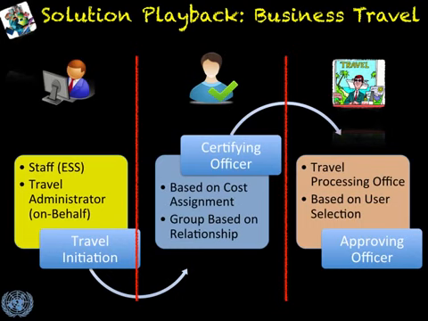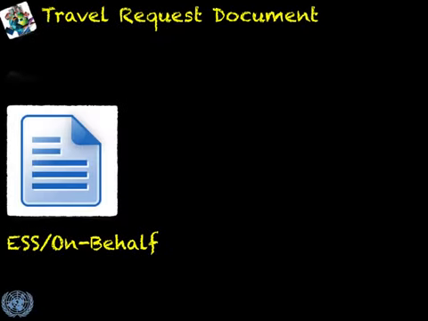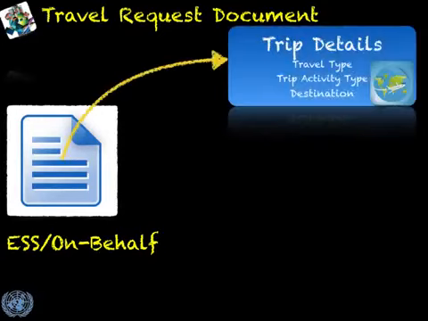Let's see how this whole thing works behind the scenes. The travel request document, which is created by ESS or on behalf, has three distinct parts. The first part is the trip details, which tells you the travel type, trip activity type, and the from and to destination part, and all the other information.